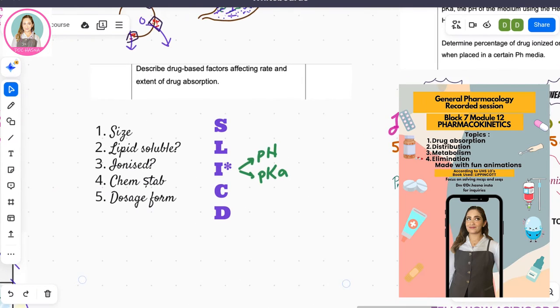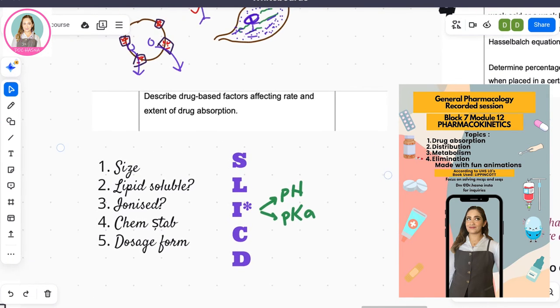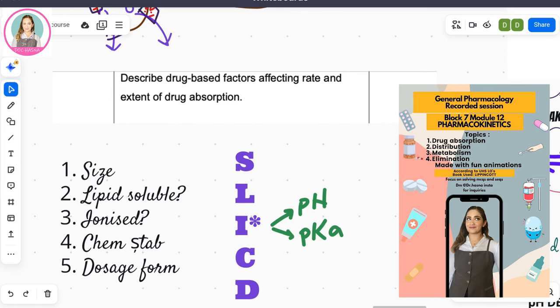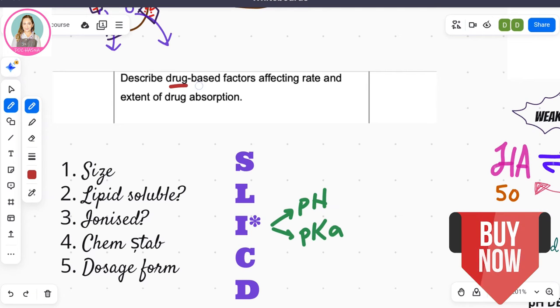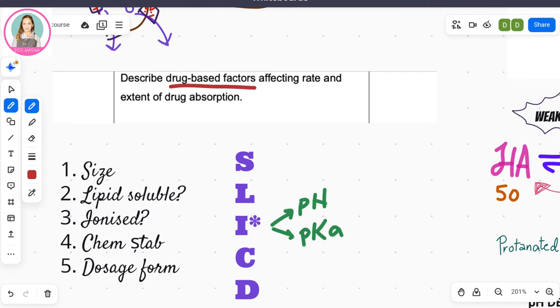So first things first, let's talk about the first learning objective that says describe the drug-based factors affecting rate and extent of absorption of the drug. Now over here we already have studied the factors affecting absorption. Let's now individually talk about it. We all know absorption means moving from one site, the route of administration site, to the inside of the cell or inside any compartment. Okay, that's absorption.